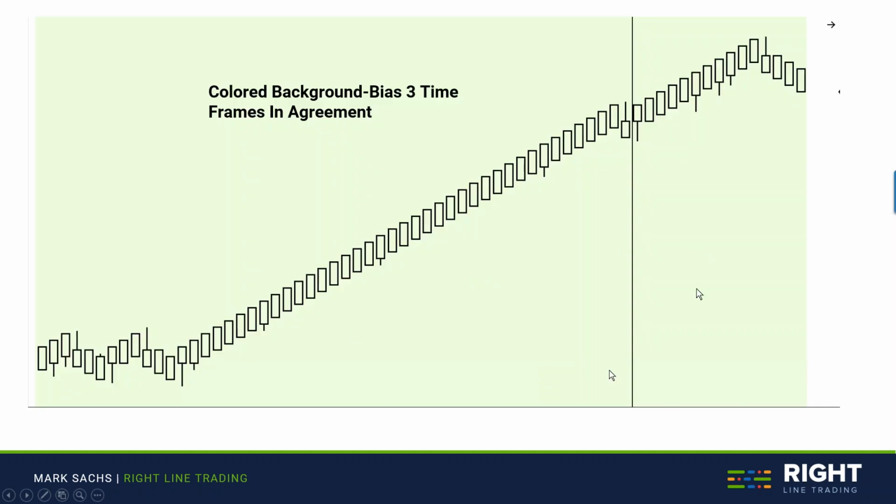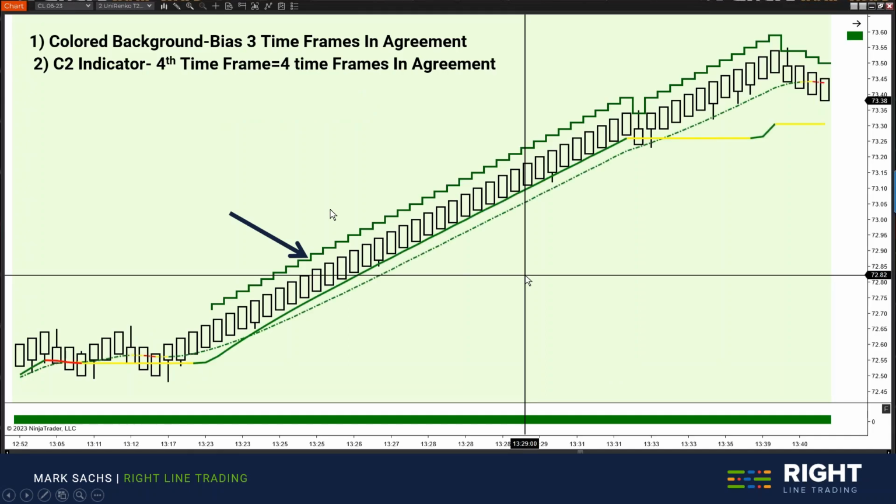The first thing we're looking for is the colored background, either green or dark red, dark pink. Obviously, green is for long, dark pink is for short. That's the first thing we're looking for. The second thing we're looking for is the C2 indicator, which is this stair-stepping line going up. That is the C2 indicator. That's the fourth time frame. So when you have the C2 indicator, it's telling you, hey, we have 4 time frames in agreement now.